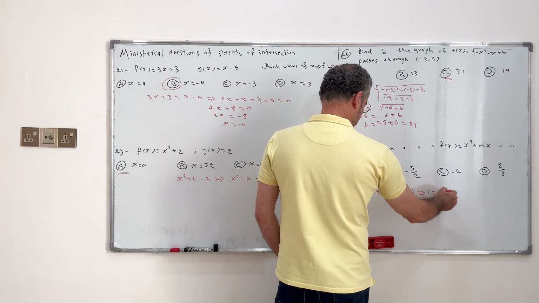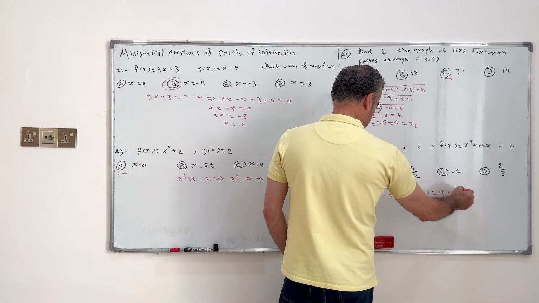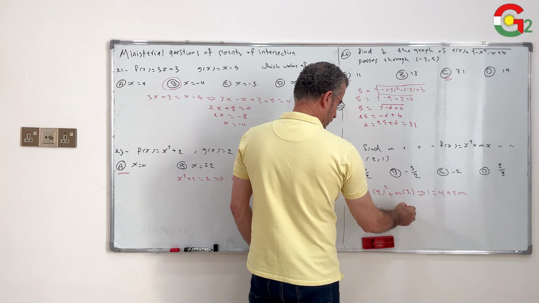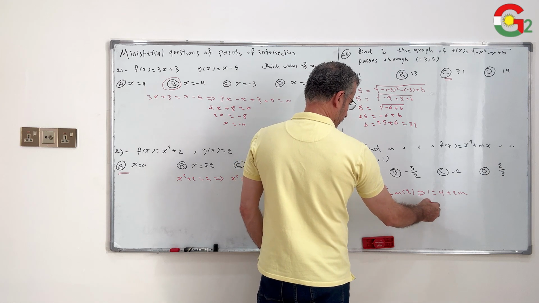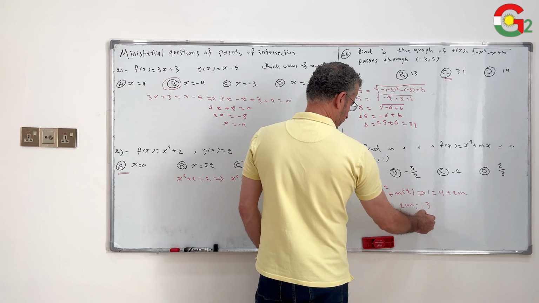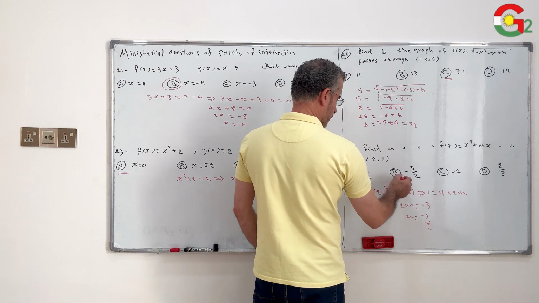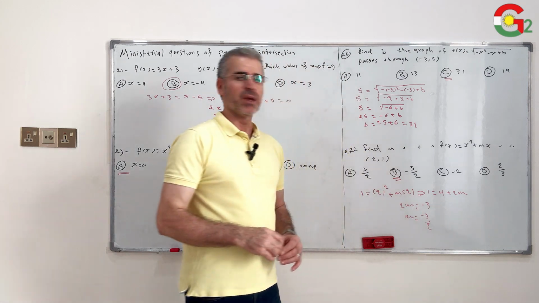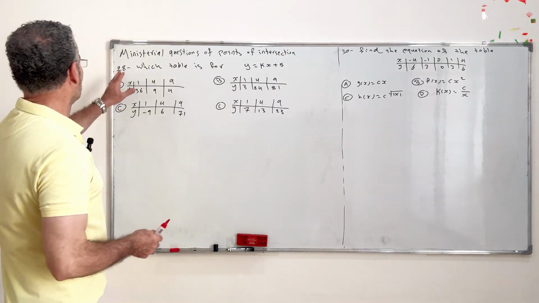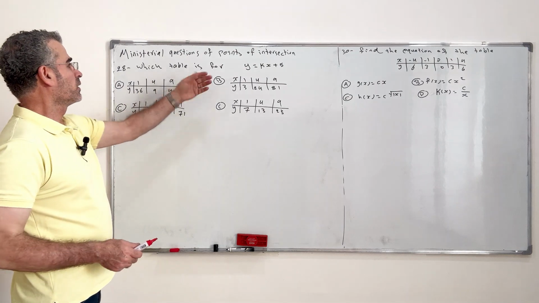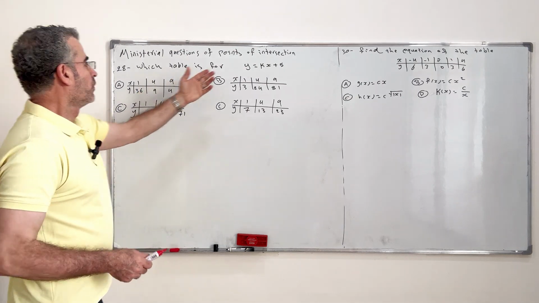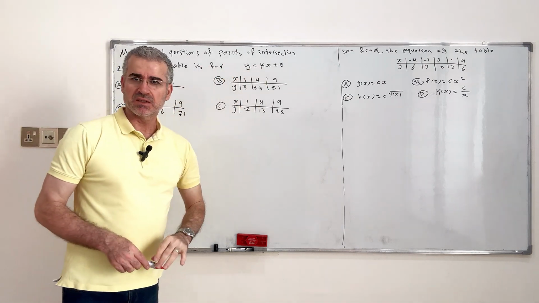Then 1 equals 4 plus 2m. Then 2m equals negative 3. Then m equals negative 3 over 2. Choice B. Question number 28. Which table is for the function y equals kx plus 5?